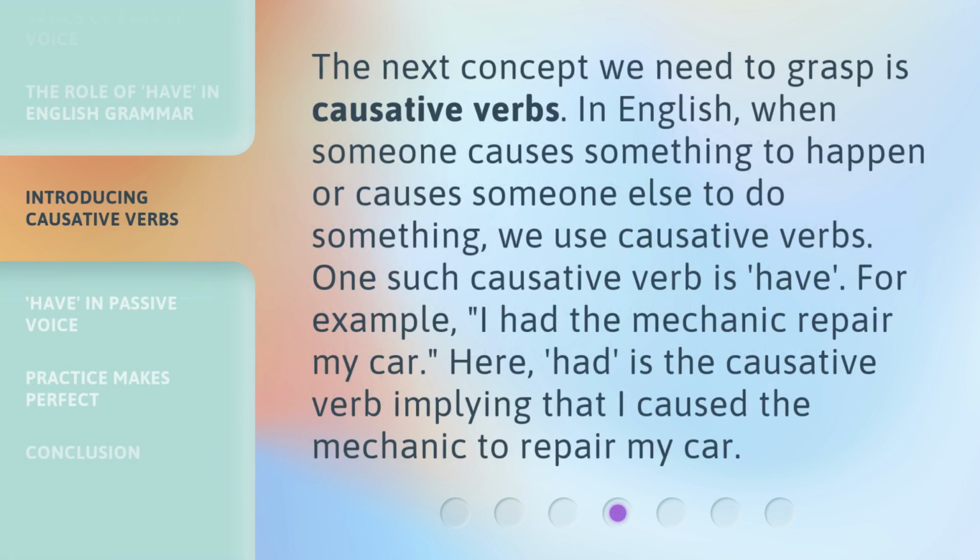The next concept we need to grasp is causative verbs. In English, when someone causes something to happen or causes someone else to do something, we use causative verbs. One such causative verb is have. For example, I had the mechanic repair my car. Here, had is the causative verb implying that I caused the mechanic to repair my car.